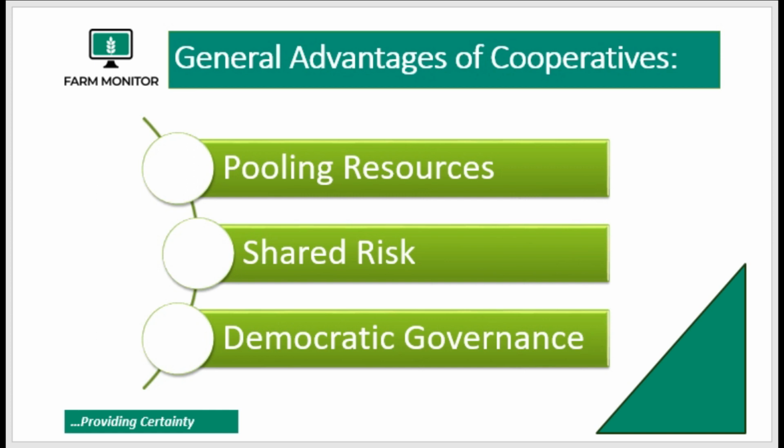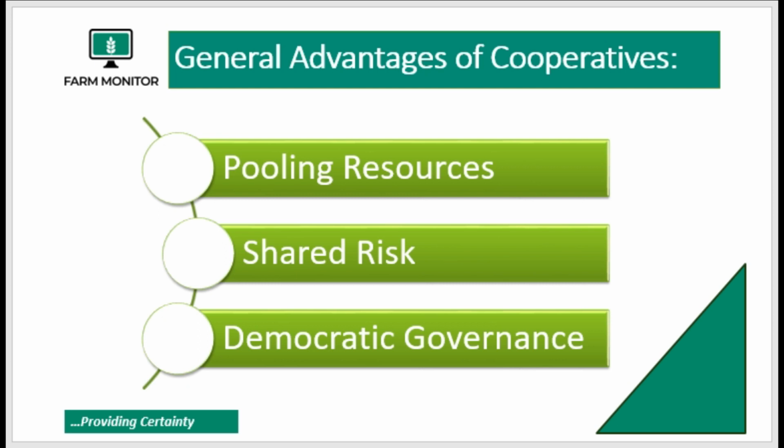General advantages of cooperatives include number one, pooling resources. Cooperatives of all types enable members to pool resources, which can lead to cost savings, better access to capital, and more significant purchasing power. Another advantage is that of shared risks. Members can collectively manage and mitigate risks. This reduces the burden on individual members when they face challenges like market fluctuations or natural disasters.